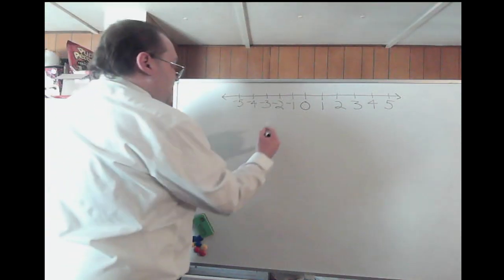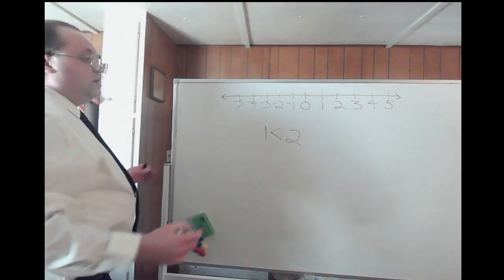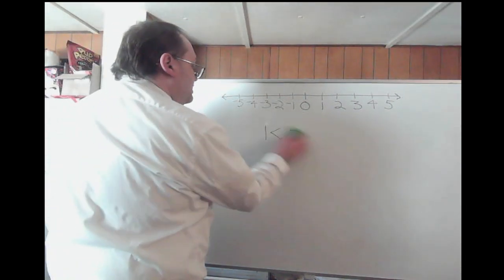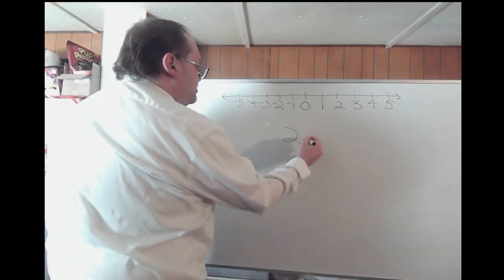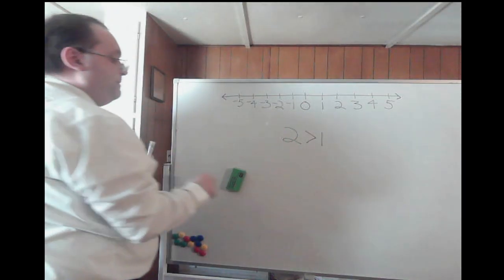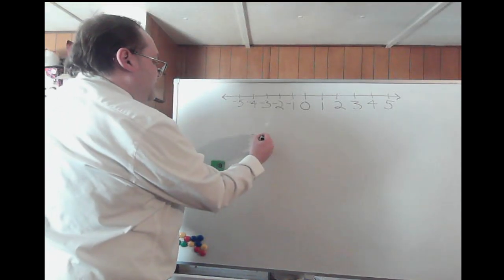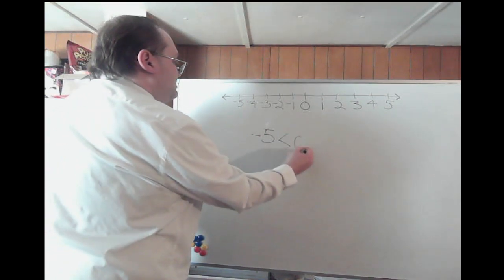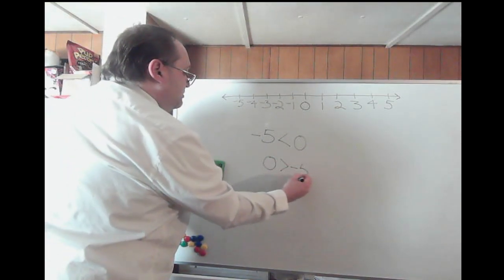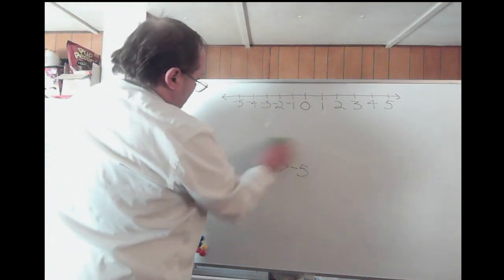For example, let's say we have 1 and 2. Well, we know 1 is less than 2, because it's smaller than 2. By the same token, we could say 2 is greater than 1, because 2 is bigger than 1. However, take any negative number, it is less than 0. Or by the same token, you could say 0 is greater than any negative number. Whereas 0 would be less than any positive number.